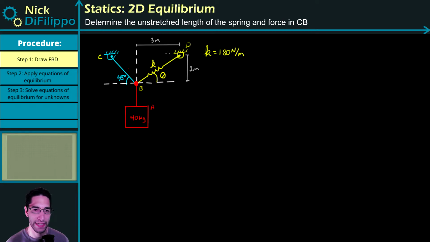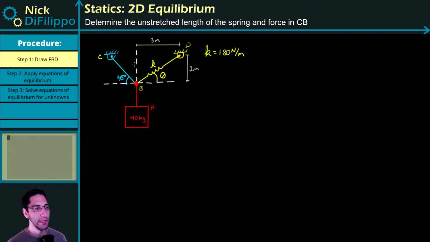What we are asked to do is figure out the unstretched length of the spring and the force in CB. So what this means is this spring originally had some length like this, and then we pulled it till it got to point B, and at point B it's able to hold this system in equilibrium. And we want to figure out what that original unstretched length is. How do we go about this?